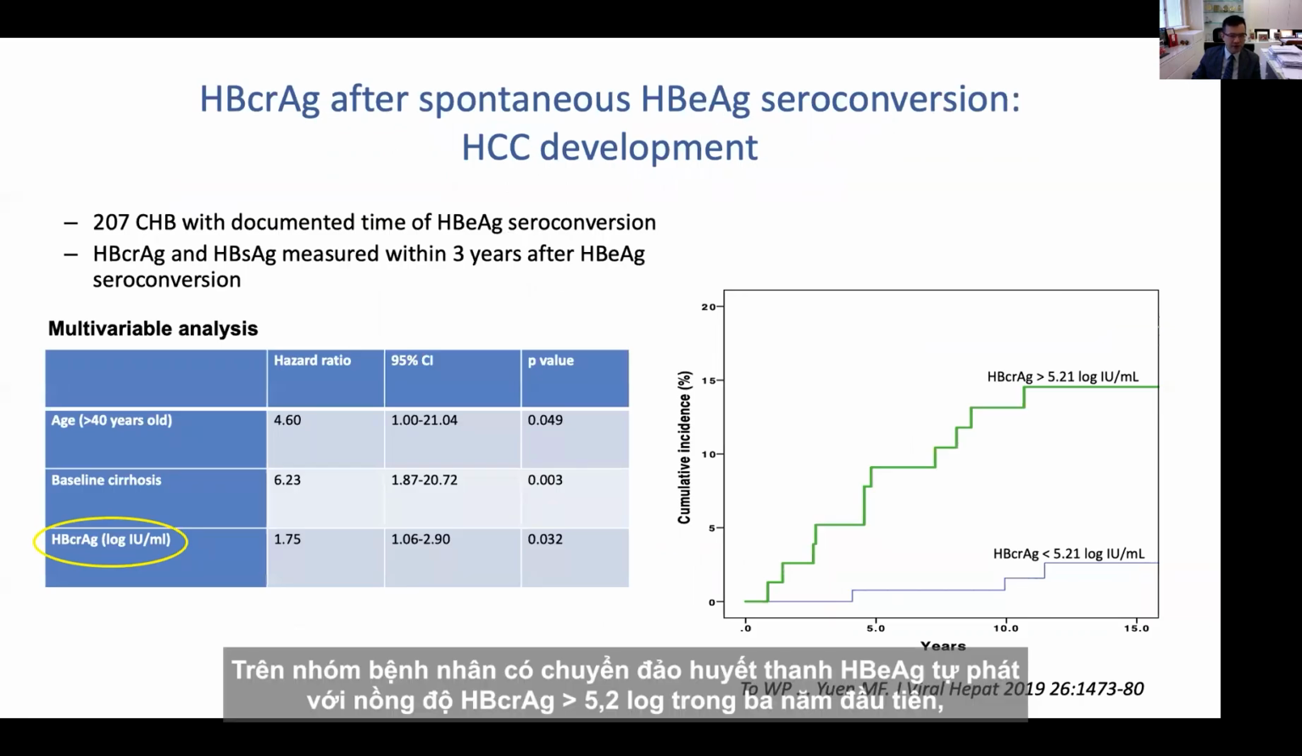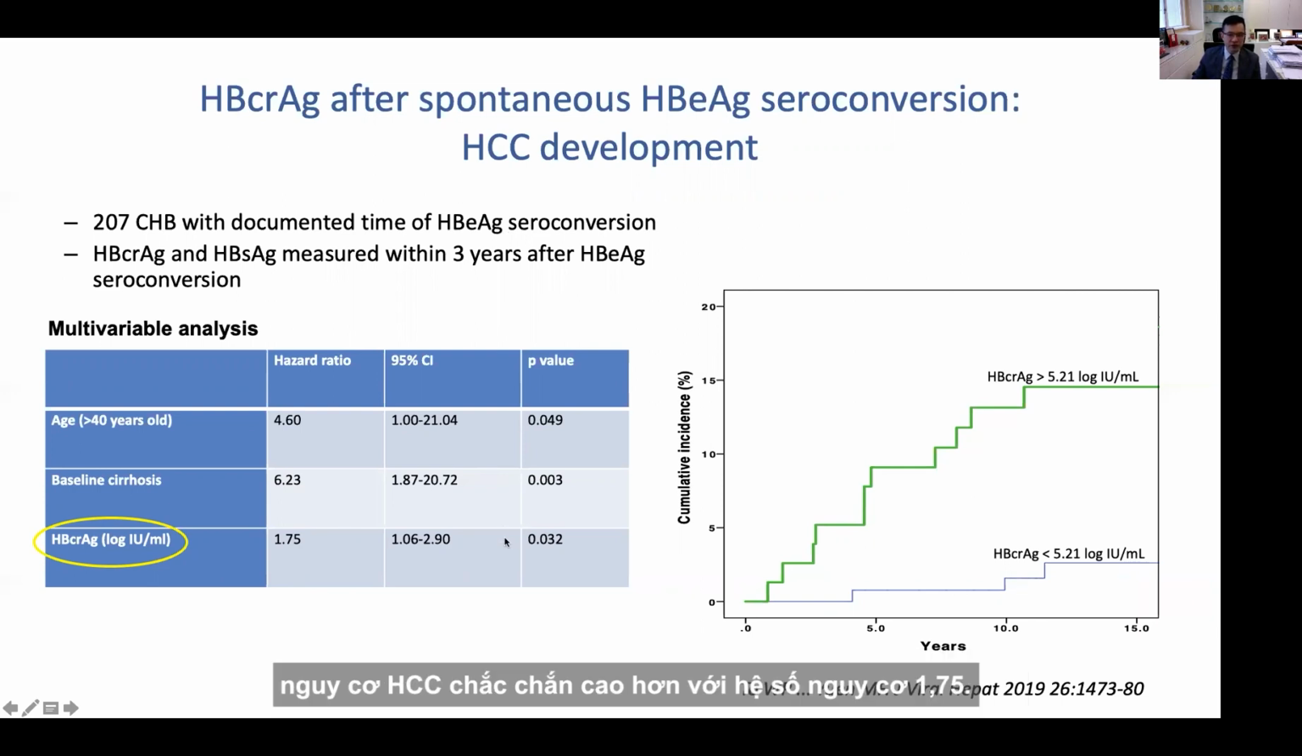We also find that in a group of patients who had spontaneous E-cell conversion, if the core-related antigen levels were greater than 5.2 log within the first three years of E-cell conversion, the risk of HCC was definitely higher, with a hazard ratio of 1.7.